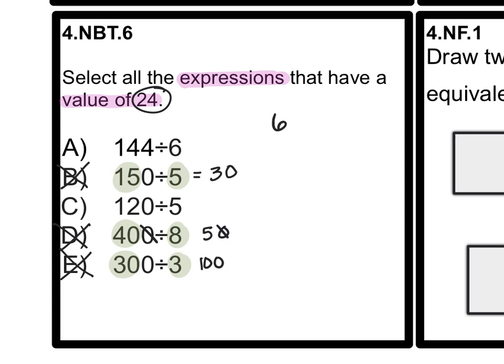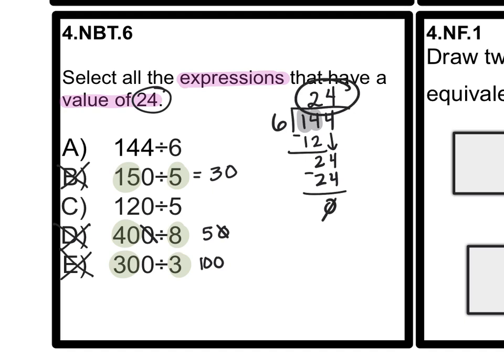I'm going to do regular long division for this. So 6 does not fit into 1, but it does fit into 14. 6 fits into 14 2 times. Multiply it down. 6 times 2 is 12. Subtract, I have 2 left. Bring down my 4. 6 fits into 24, or 6 times what gives me 24? That is 4. And 6 times 4 is 24. Subtract, and I have no remainders, but my quotient is 24. So A is a winner.